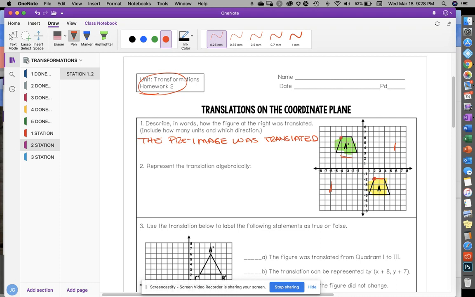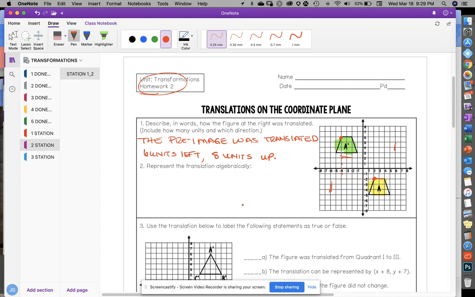So how far to the left did I go? 1, 2, 3, 4, 5, 6, 6, and that lines up there. So it was translated 6 units left, and then how many up from there? 1, 2, 3, 4, 5, 6, 7, 8, and then 8 units up. Okay, so that's how we answer that question.